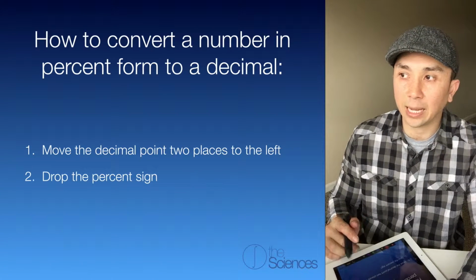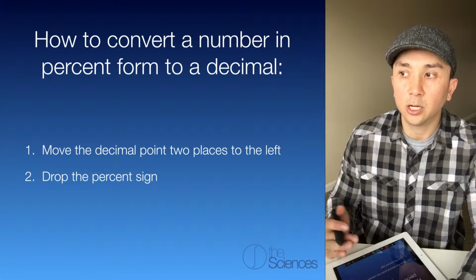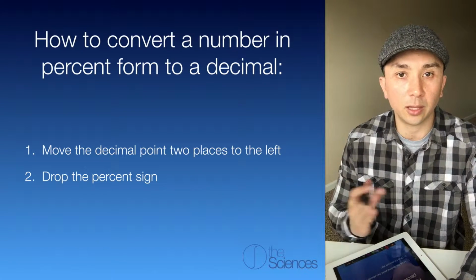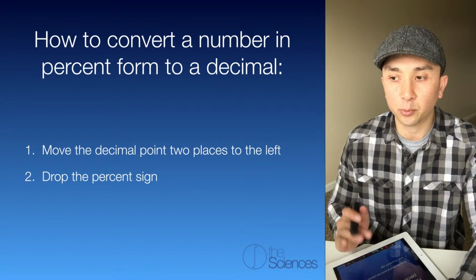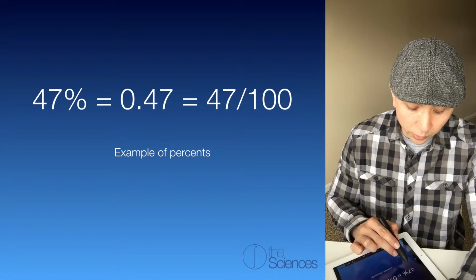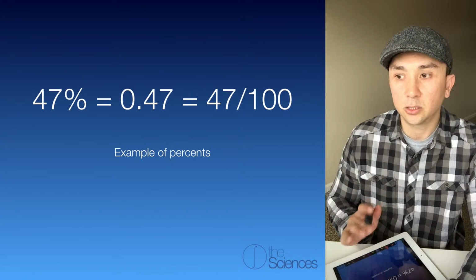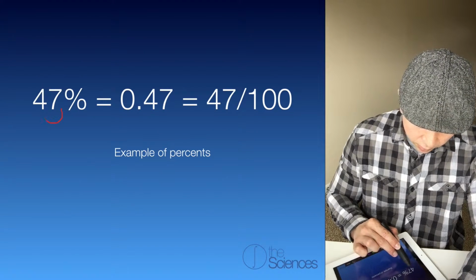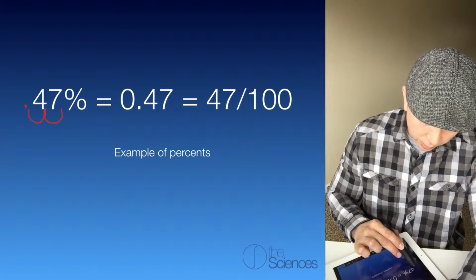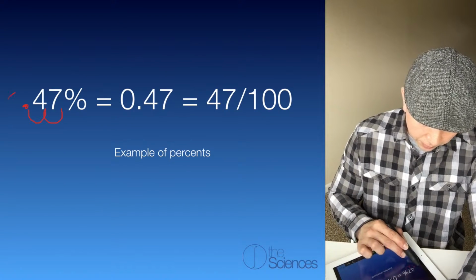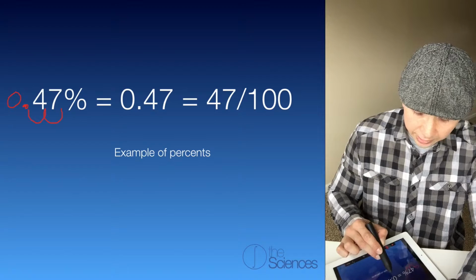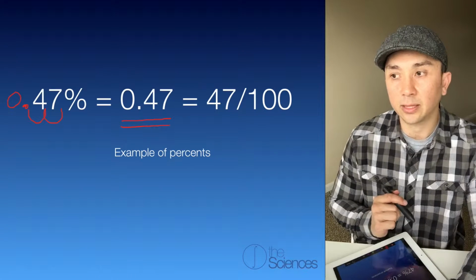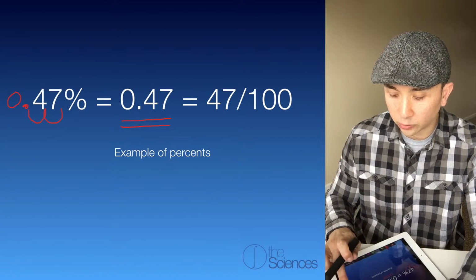So here's how to convert a number in percent form to a decimal. You're going to move the decimal point 2 places to the left, and then you're going to drop the percent sign. So here we had 47%, so now you're going to move the decimal point 2 places to the left, 1, 2, you can attach a 0, and then drop the percent sign so that you have 0.47, which is the same as 47 out of 100.